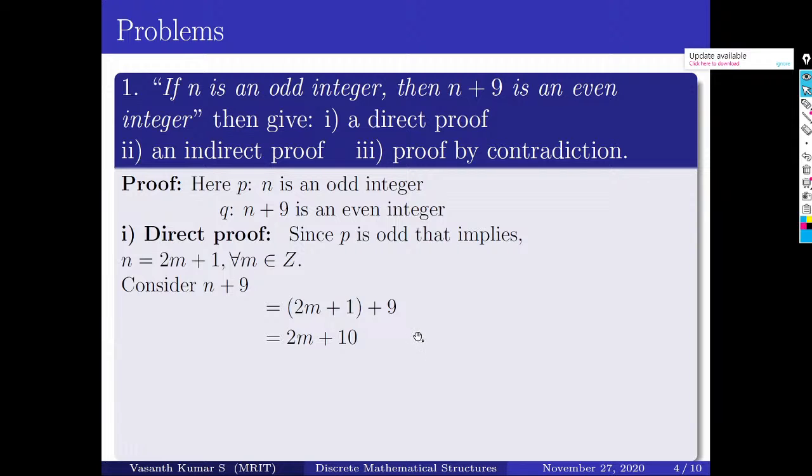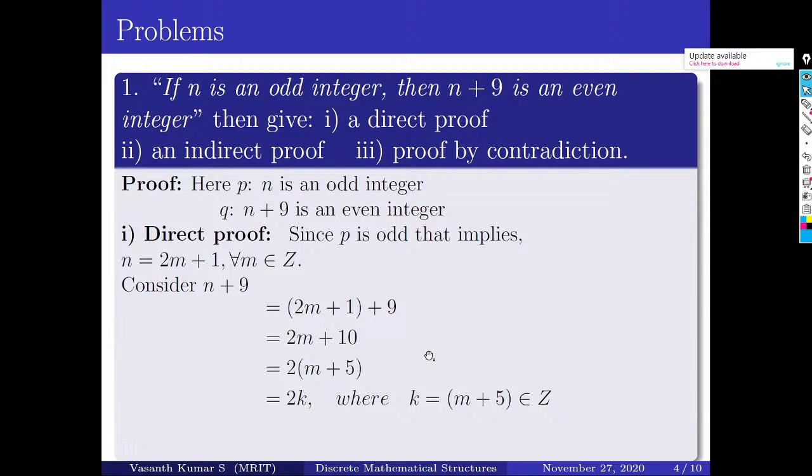Now I can take the common term 2 in both the terms. As 10 is a multiple of 2, 10 can be written as 2 into 5. So if I take the common term, I get 2 times (m plus 5). If you consider m plus 5 as an integer, 2 into an integer will be an even number. So I have defined 2 times k, where k is m plus 5, which belongs to the integers Z.